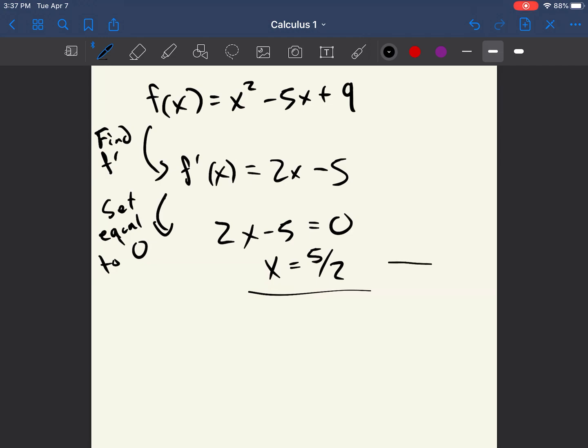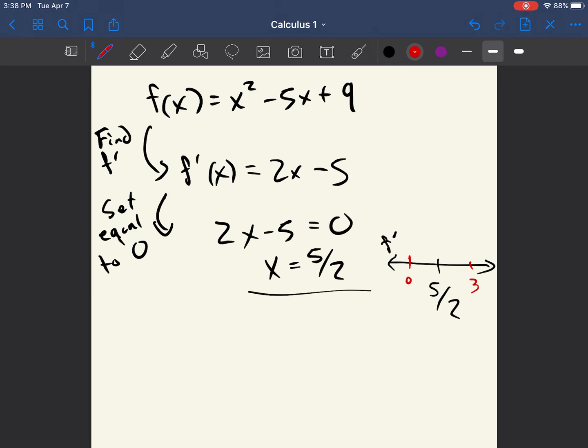down maybe a number line, right? So you could write down a number line. You could put the point 5 over 2 on here. You can plug numbers into the derivative, right? So maybe pick a test point over here like 0, pick a test point over here like 3, right?